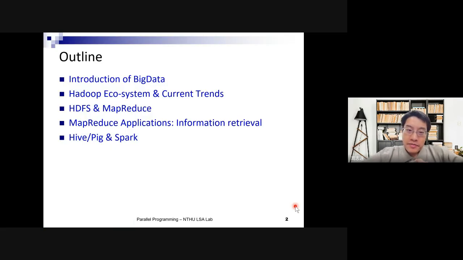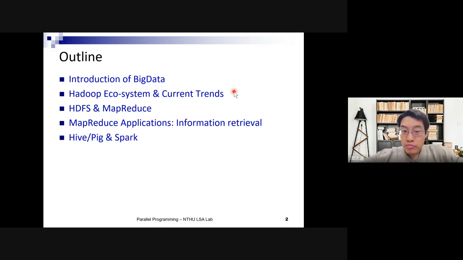Okay, so I guess some of you have learned what big data is from other courses. For this course, we will also give an overview of what big data is. And of course, we are more focused on how to enable distributed computing for big data. So specifically, we will introduce a system called Hadoop, which is a very famous distributed computing framework for data processing.